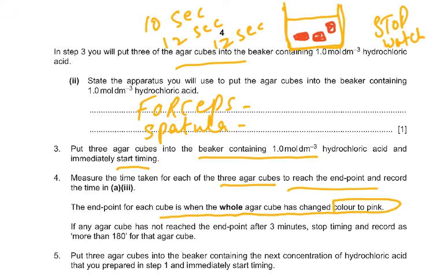The end point for each cube is when the whole agar cube has changed color to pink. Now this is again ambiguous. Pink is really pink, not a shade of pink. If any agar cube has not reached the end point after 3 minutes, then stop timing and record as more than 180. So that gives you a very good way of understanding that all the readings should be less than 180, because that was the maximum that you were supposed to wait.